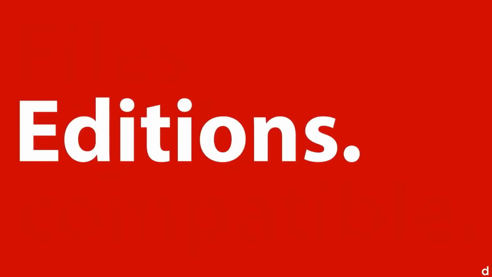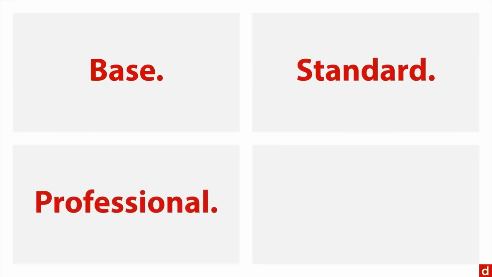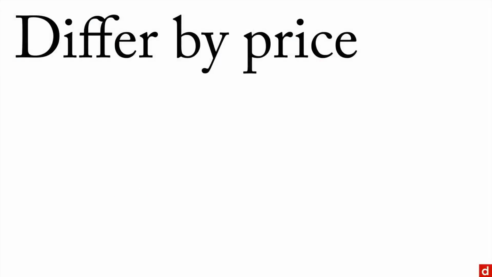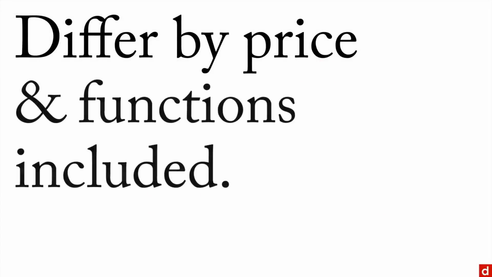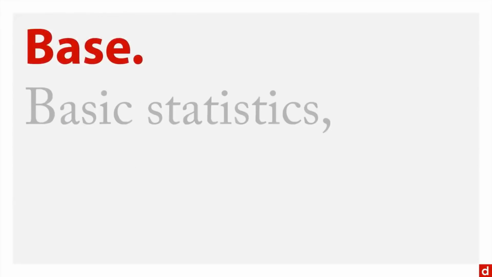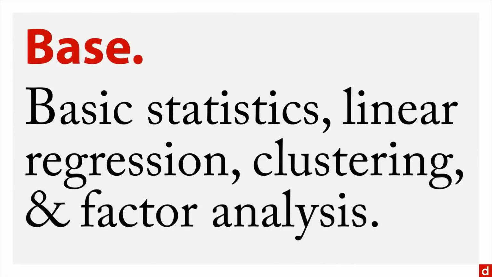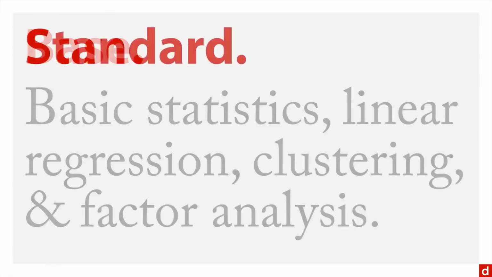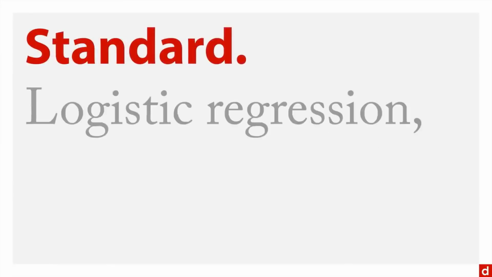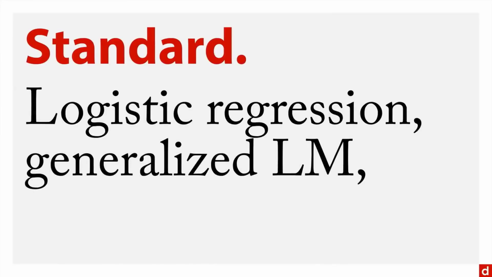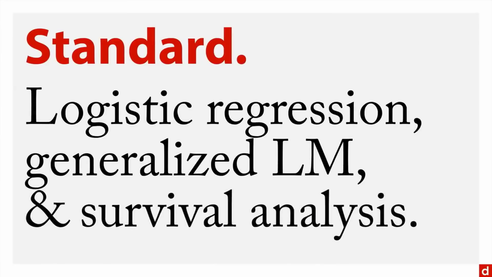Now, we also need to talk about editions of SPSS, and there are a few major choices here. There's the base edition, the standard edition, the professional edition, and the premium edition. And they differ by price, and they differ by the functions that are included with each edition. So for example, in base, you get basic statistics, you get linear regression, you get clustering and factor analysis. On the other hand, standard adds on to that logistic regression, generalized linear models, and survival analysis.